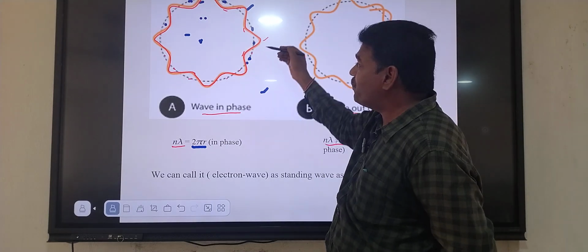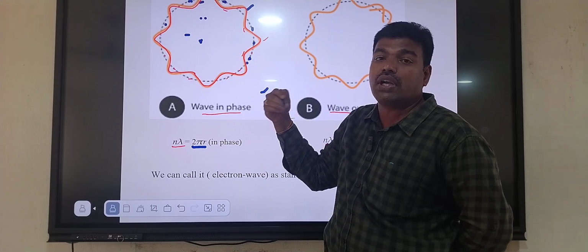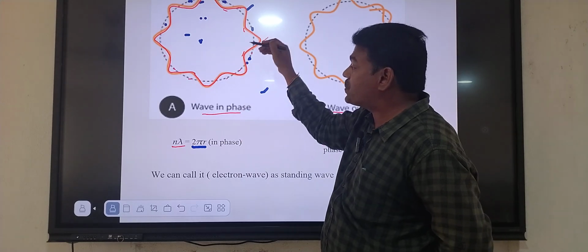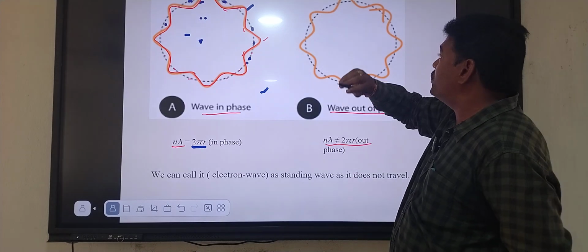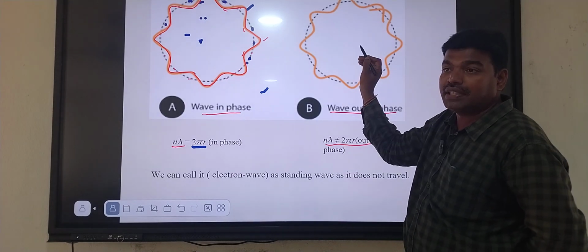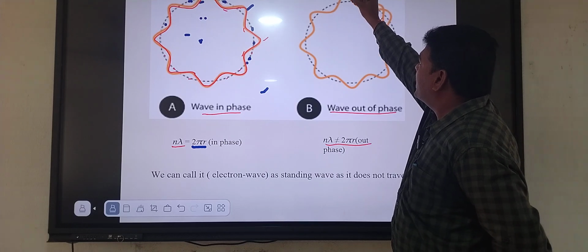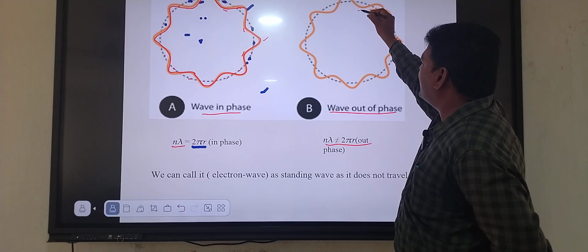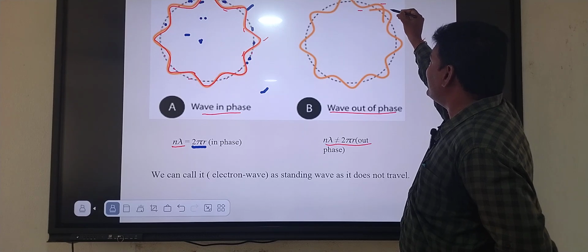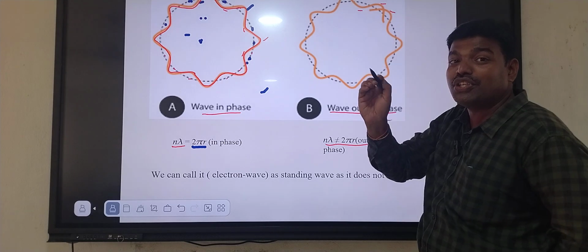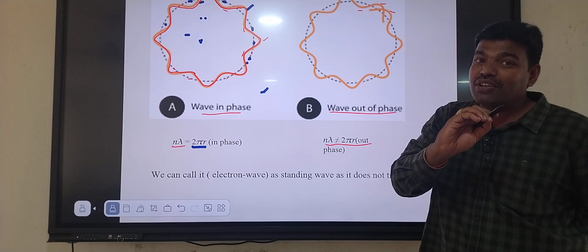When we find consecutive crest and trough, that wave is called an in phase wave. Whereas when you observe a standing wave out of phase, you can observe crest, trough, again crest, again crest. The consecutive series is disturbed. You can observe this.